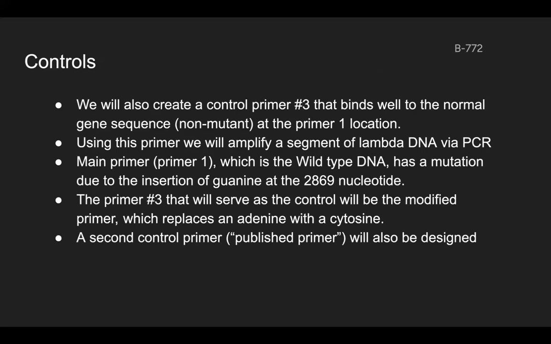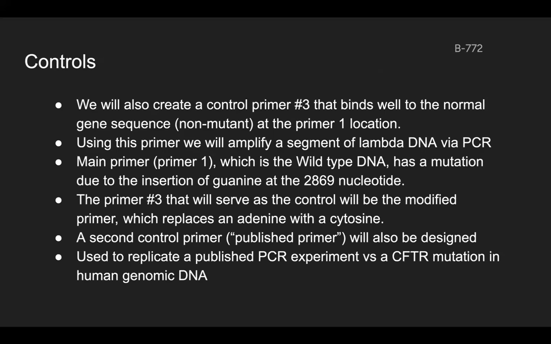A second control primer, which is the published primer, will also be designed, and this will be used to replicate a published PCR experiment versus a CFTR mutation in human genomic DNA.